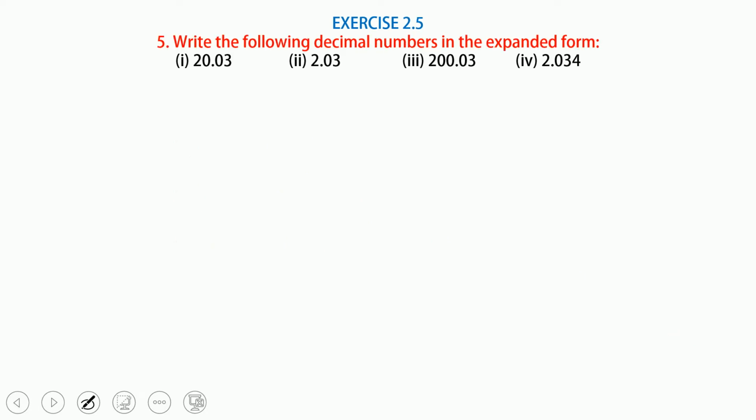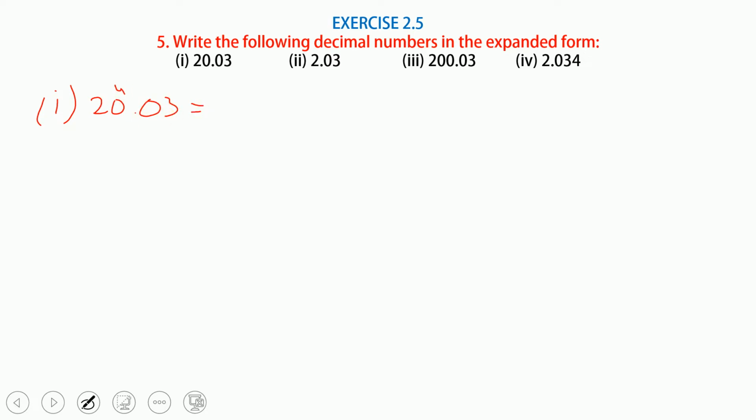Then the fifth question. Now write the following decimal numbers in expanded form. Now, expanded form, you know that. For example, the first one is 20.03. Now how will you write it?